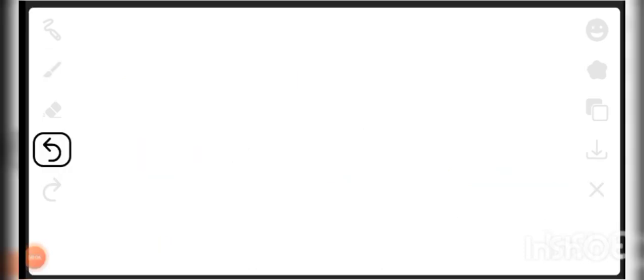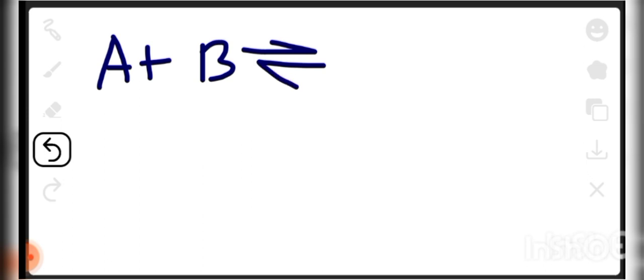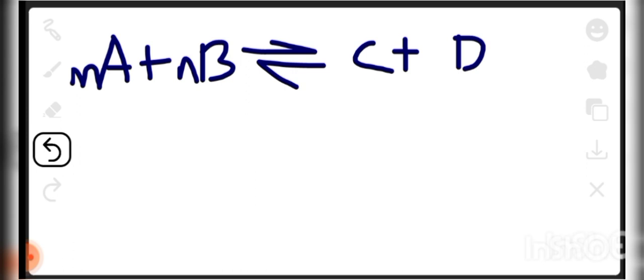Now this law states that for a given chemical reaction at equilibrium, let's say A plus B to give C plus D, and let's say we want to balance them. We have M, we have N, we have P, we have Q.